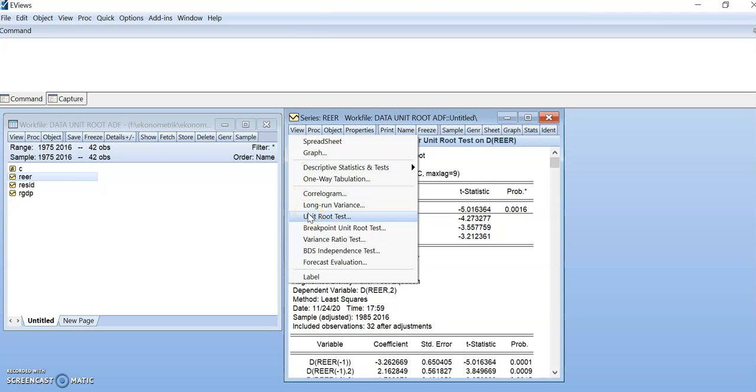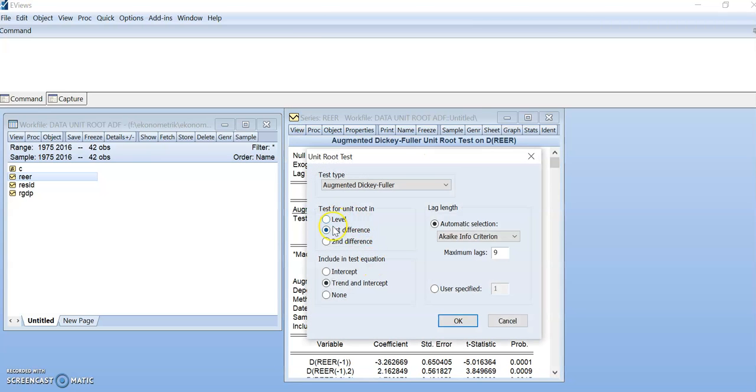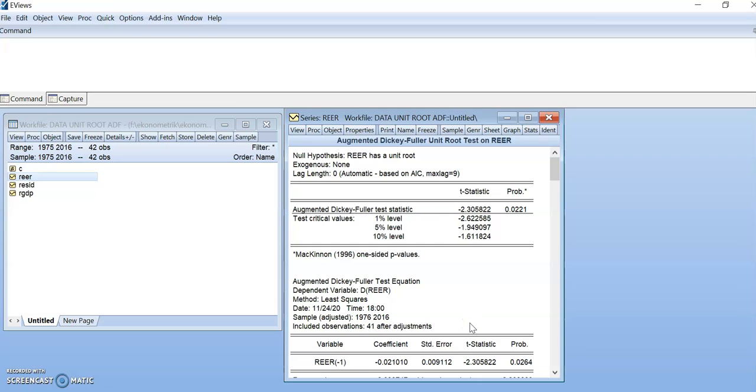You have to do this again and again until you complete. But now you have none. So you have to try none for level form. Go to level form, maintain the other settings, then you click OK. As you can see here, for the none model, when we compare the t-statistic, there is a unit root.